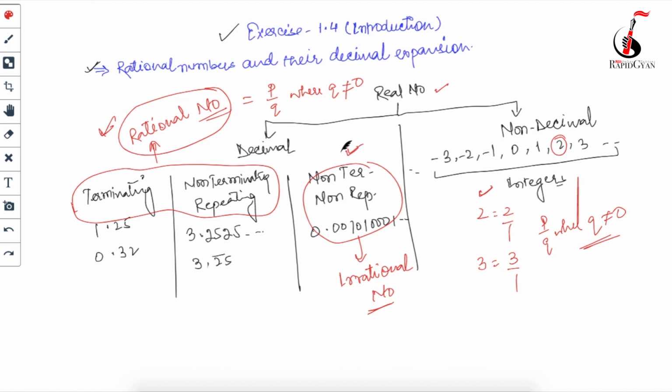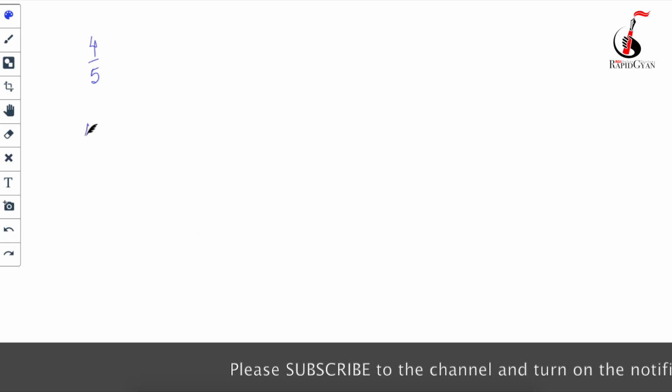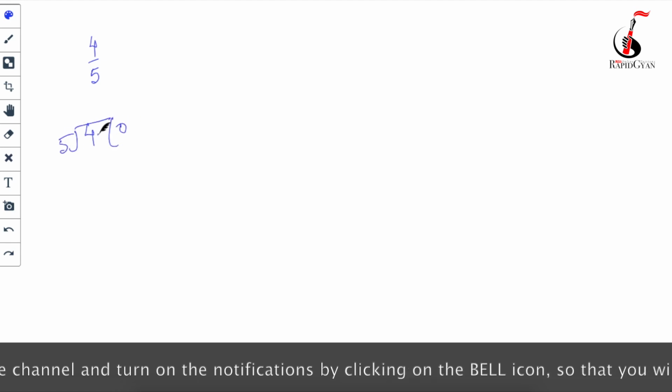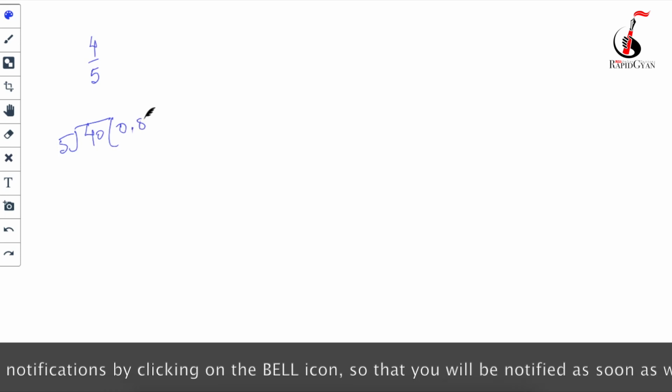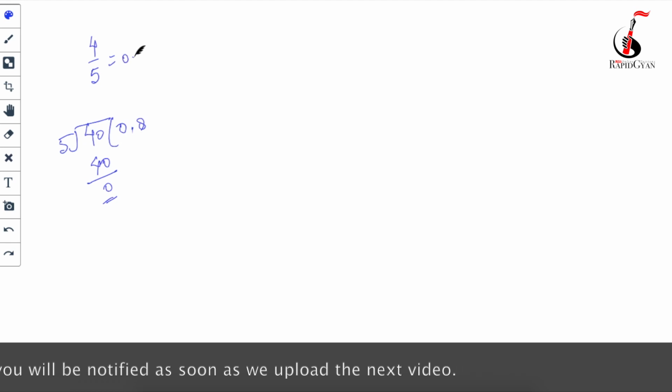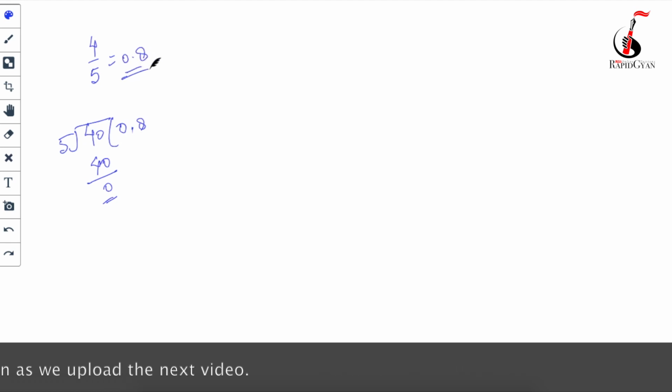So you understand what rational numbers are? Suppose you have to find the decimal expansion of a number. How are you going to find it? For example, suppose a number is given, 4 upon 5. This is a rational number, and you have to find its decimal expansion. You will simply divide 4 by 5. It's 0, then I get a decimal point, 8 times 5 is 40, and I get 0. So my answer is 0.8. Okay, this is fine.